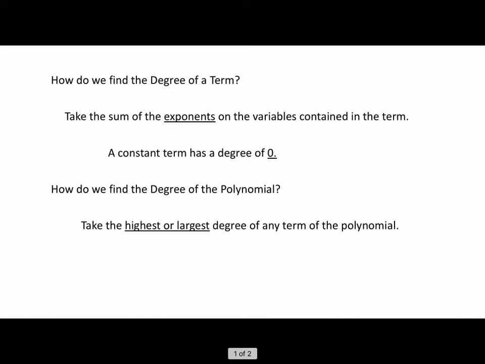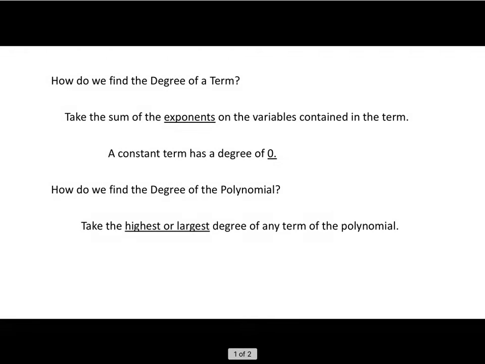How do you find the degree of a term? You take the sum of the exponents of the variables contained in that term. So for example, if you have a term negative 2x squared y, then the sum of the exponents on the variables: variable x has an exponent of 2, and variable y has no exponent there, so that's a 1. So the degree of this term would be 2 plus 1, which is 3.